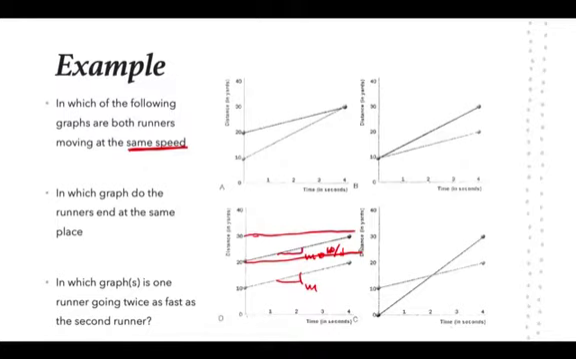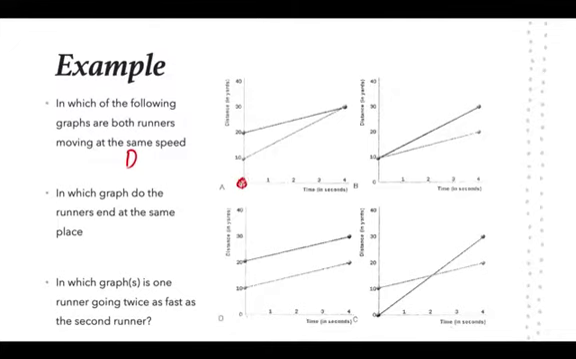All right, so we can see here that these lines are parallel, which means that they have the same slope. So that means that graph D would be the answer to the first one. The second question: in which graph do the runners end at the same place? Okay, then we are looking for a graph where the distance from the initial position is the same for both runners.